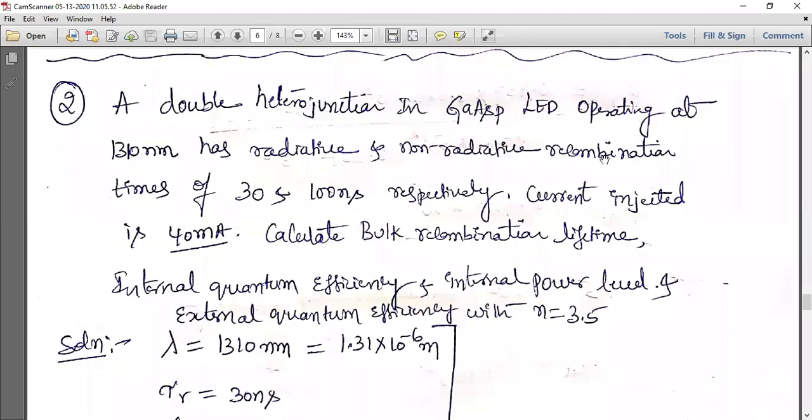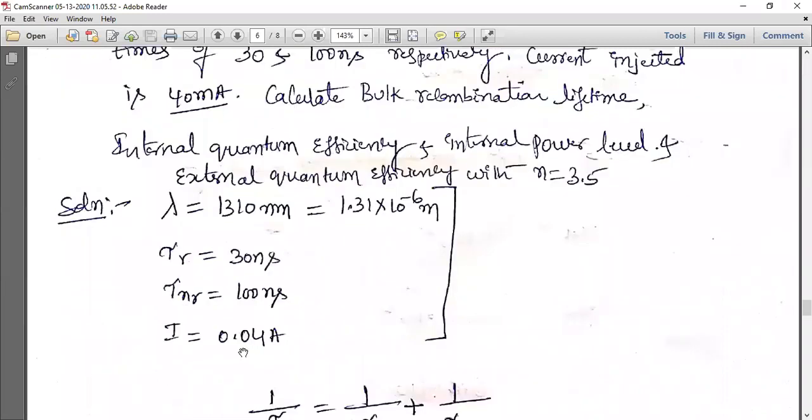Similarly, the second problem: a double heterojunction gallium arsenide phosphide LED operating at 1310 nanometers has radiative and non-radiative times. So tau r and tau nr are given. So be very careful here: if lifetimes are given, it is tau r and tau nr. If rates are given, it is Rr and Rnr. So be careful. Current injected is 40 milliamperes, same.